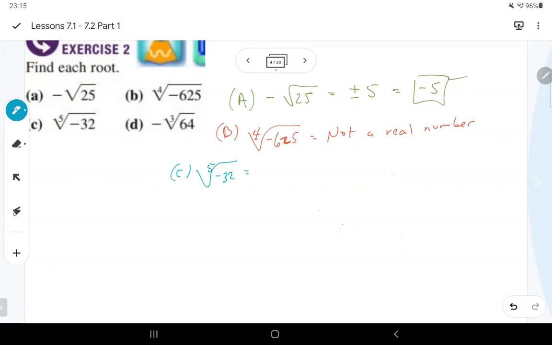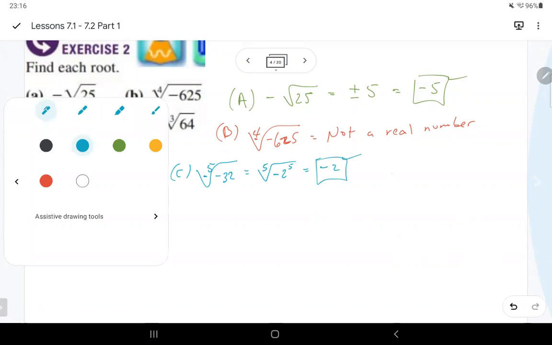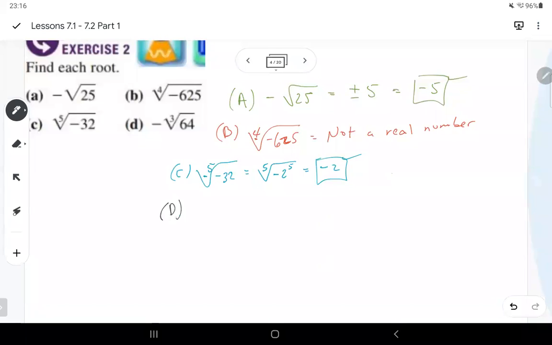Now, in this case, it's a little bit different. We have an odd index, so we're allowed a negative under the radical. The 5th root of -32 is actually -2 to the 5th power. So that's going to give us -2 as our answer there. And here we have a negative on the outside, cubed root of 64. The cubed root of 64 is actually 4 cubed, so -4.